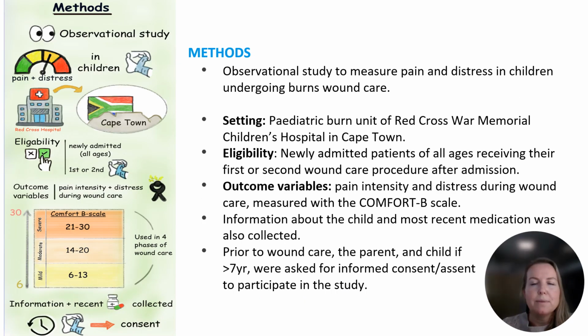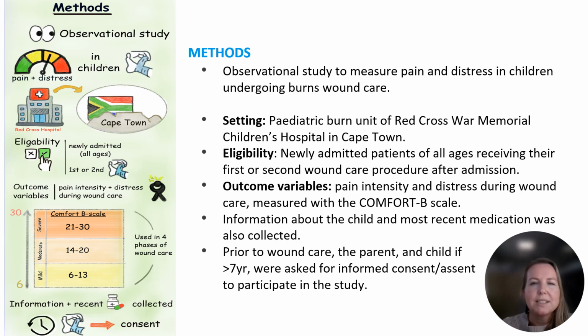We now move on to the methods section of the article, where the authors explain how they gathered their data. You can find this on the second page of the article, right after the introduction. This was an observational study to measure pain and distress in children undergoing burns wound care. An observational study observes or looks at people's behavior in the environment that it typically occurs. The study took place at the Pediatric Burn Unit of Red Cross War Memorial Children's Hospital in Cape Town.